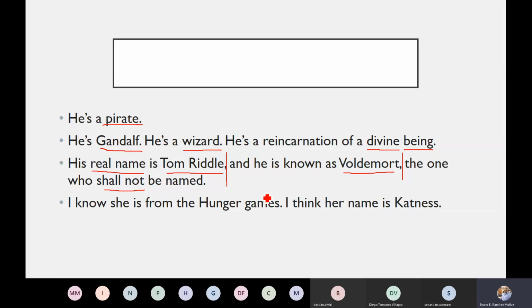And in the next one, what do you think? Hunger Games. Okay, Hunger Games. And in the last one, what do you think? Katniss. Okay. All right. So in general, we can say that a pirate, Gandalf, a wizard, divine being, Tom Riddle, real name, Voldemort, shall not, Hunger Games, and Katniss.